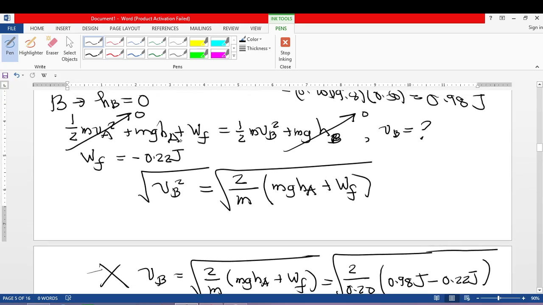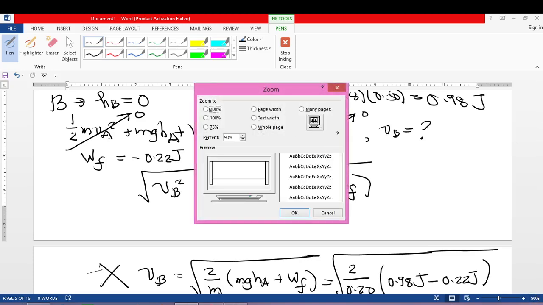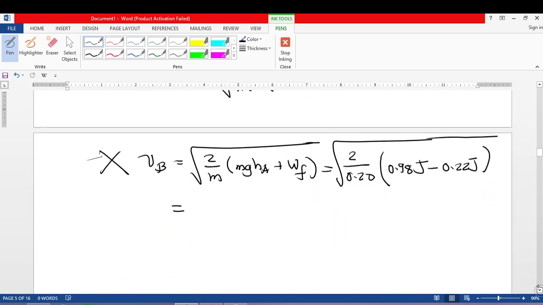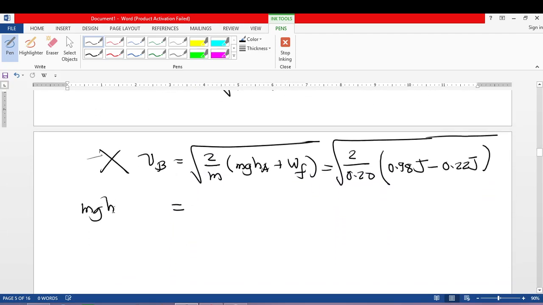So mgHA plus omega f. So mgHA plus Wf, then we have 1/2 mvb squared. So the mgHA is 0.98 minus 0.22. How much is that? That is equal to 0.76.